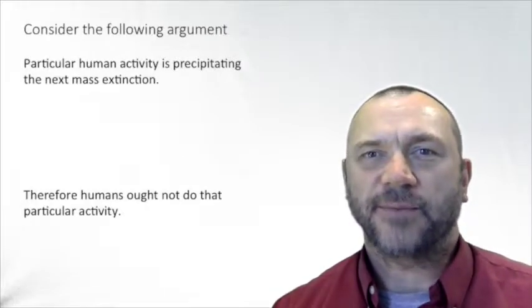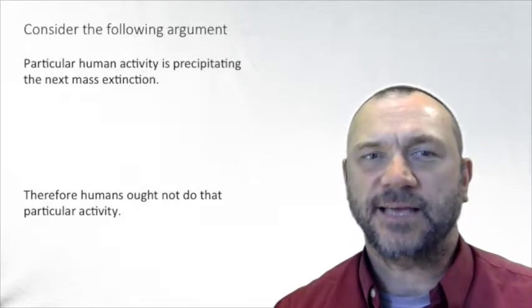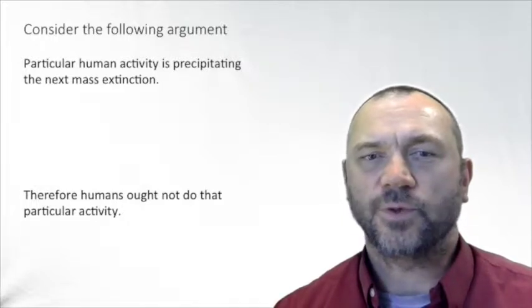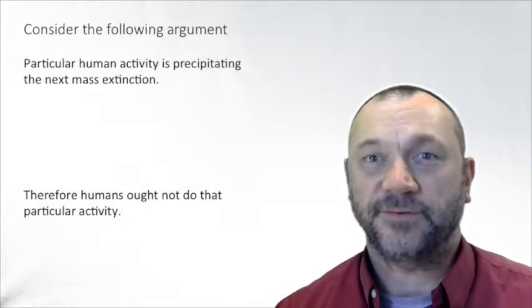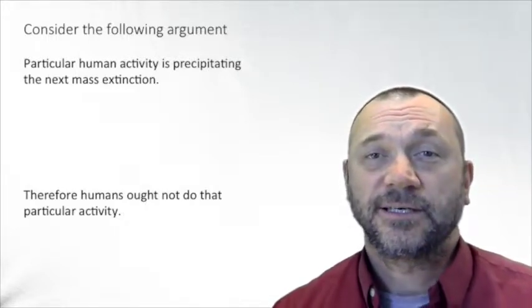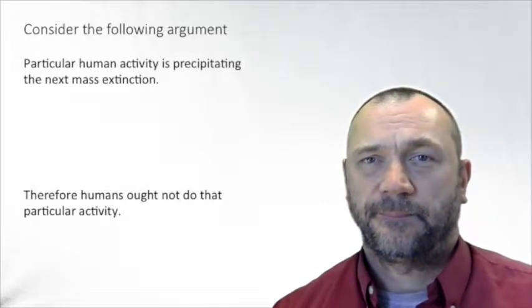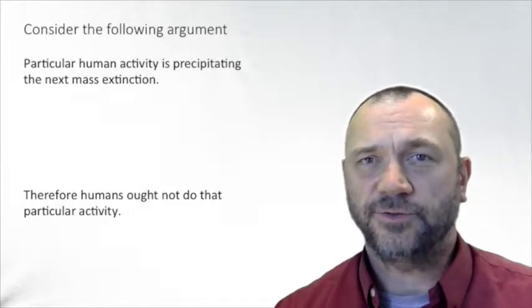In this lecture, we consider the is-ought gap. Consider the following argument. Particular human activity is precipitating the next mass extinction. Therefore, humans ought not do that particular activity. Now, this is being presented as an argument, so let's consider whether it's a good argument. Let's take the first claim to be a premise and the second claim to be a conclusion.